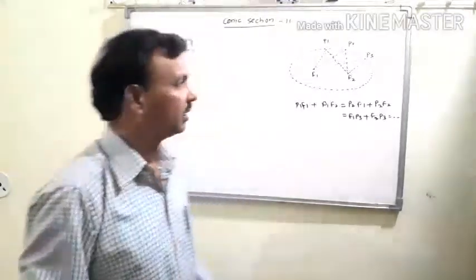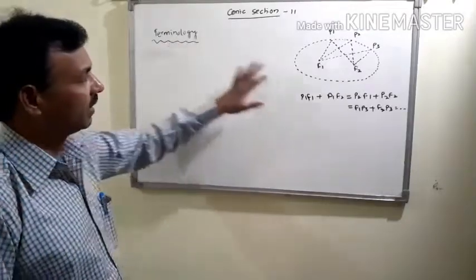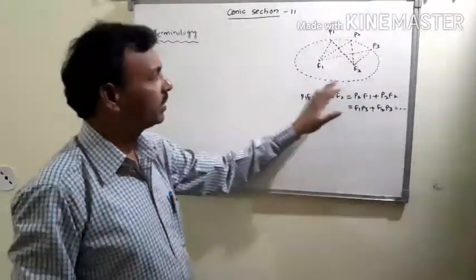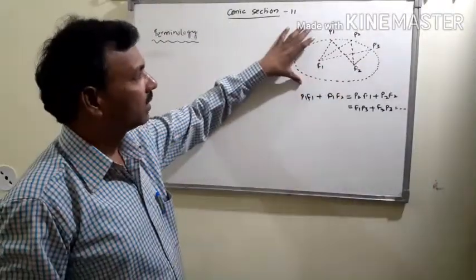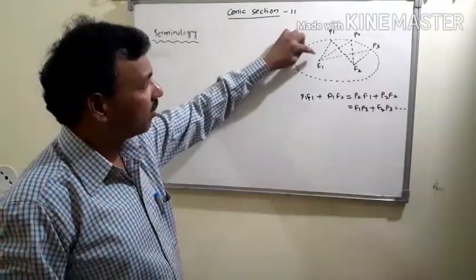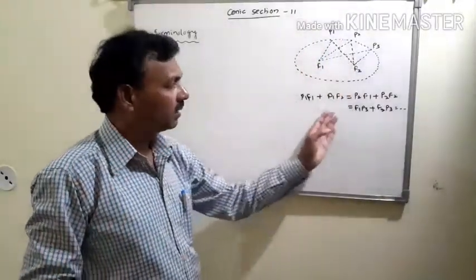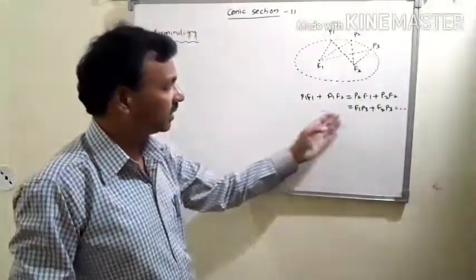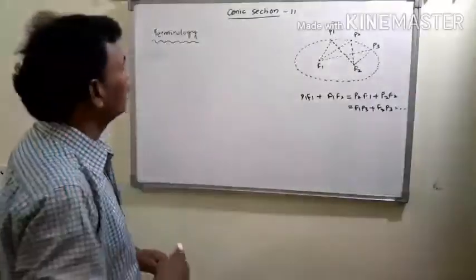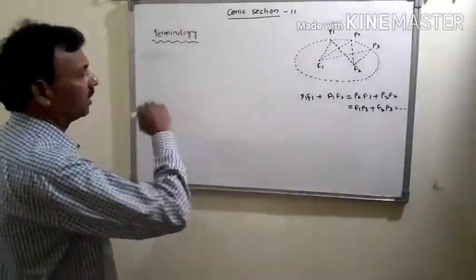Hello students, in this video we will discuss some terminology related to the ellipse. An ellipse is the set of all those points whose sum of distances from two fixed points is always the same. We already discussed this in the previous video and are writing it here. Now, some terminology related to this ellipse.